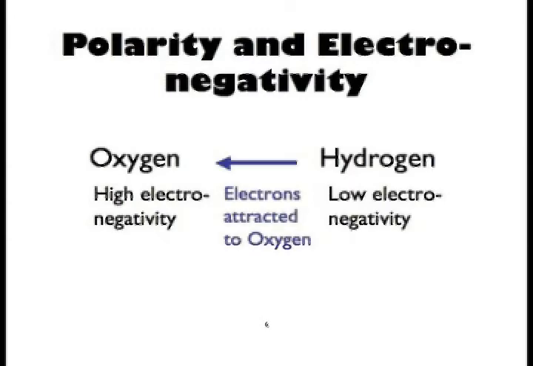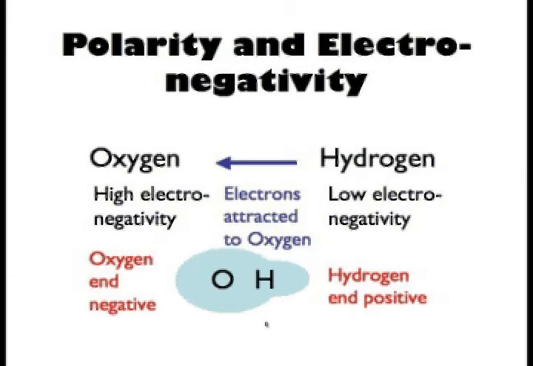This sees the electrons being more attracted to oxygen, so that when you think of this bond, this sharing of electron cloud, the oxygen end has the shared electrons more of the time, so it's negative on that end, and hydrogen has a deficiency of electrons, so it's positive.